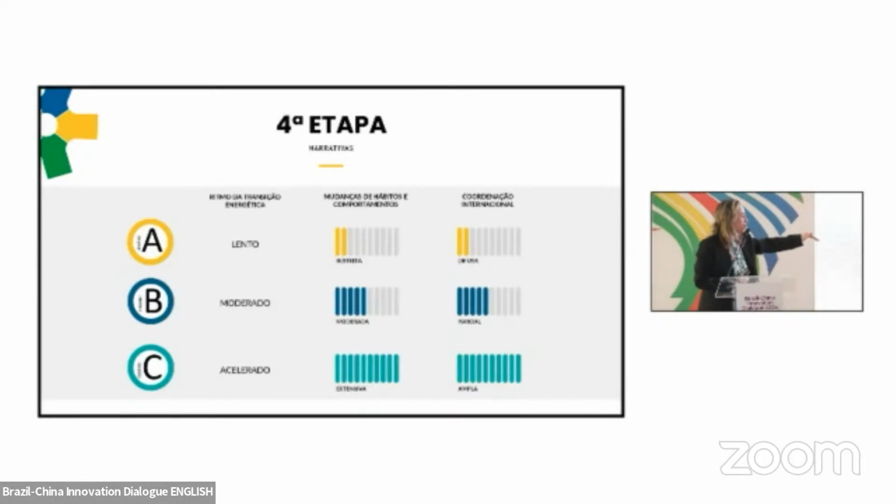In our scenarios here, we have the example of three rhythms of energy transition: slow, moderate and accelerated ones. And in order to reach this, we have to have changes of habits and behaviors, different ones. In an accelerated world in the energy transition, we have to have different ways of consumption and habits. We need a lot of international coordination. This supposition, of course, is important because we can see towards where we're going with the world when we start seeing how each of these elements are behaving.